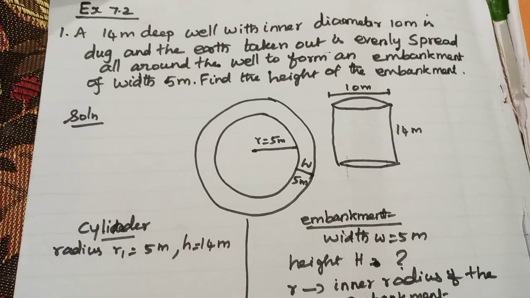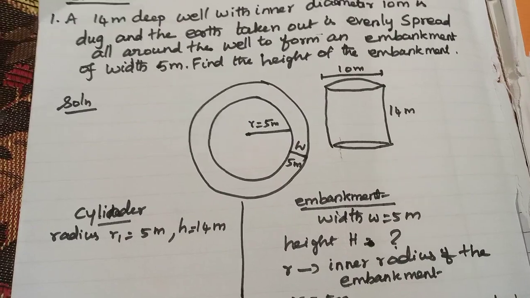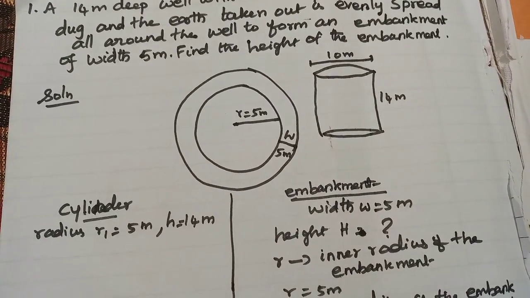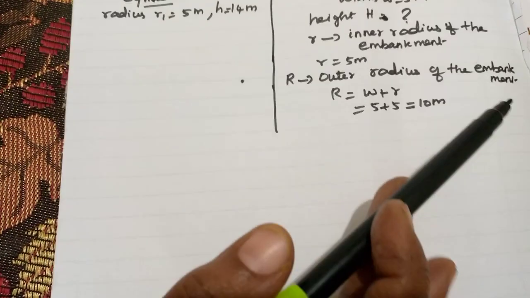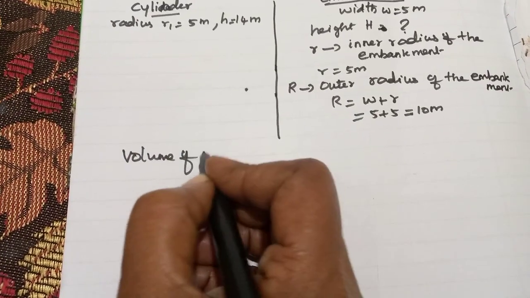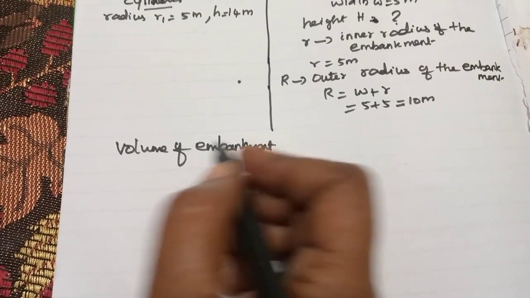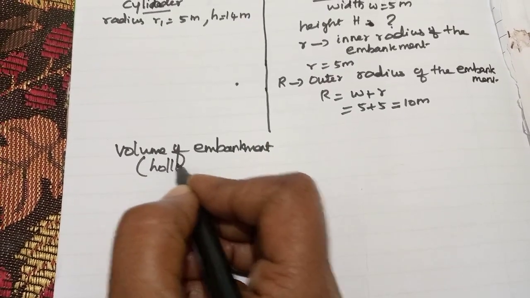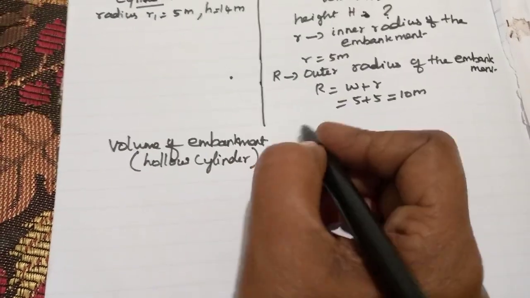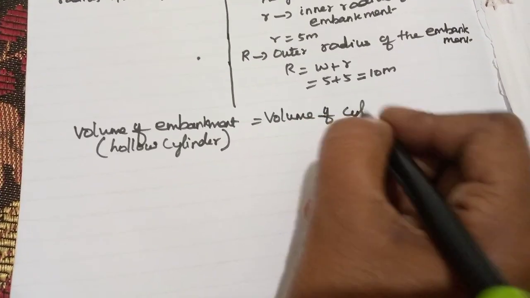So volume of embankment is equal to volume of cylindrical well. Embankment is in the form of a hollow cylinder. Understand, students? That only we have to find out. So volume of embankment, which means hollow cylinder, in bracket you write hollow cylinder, is equal to volume of cylindrical well.